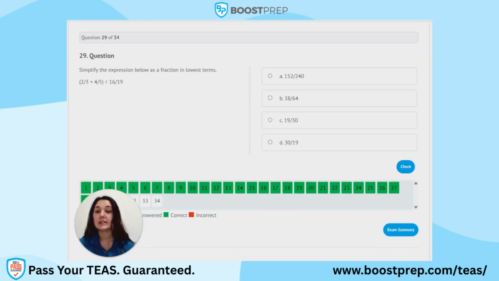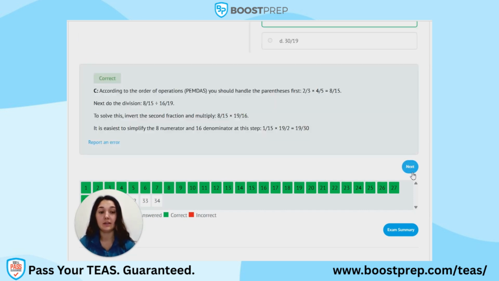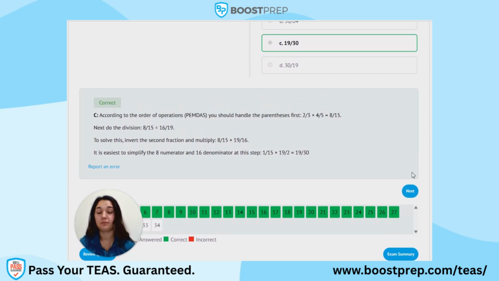Question 29. Simplify the expression below as a fraction in lowest terms. 2/3 times 4/5 divided by 16/19. A, 152 over 240. B, 38 over 64. C, 19 over 30. D, 30 over 19. The correct answer is C, 19 over 30.